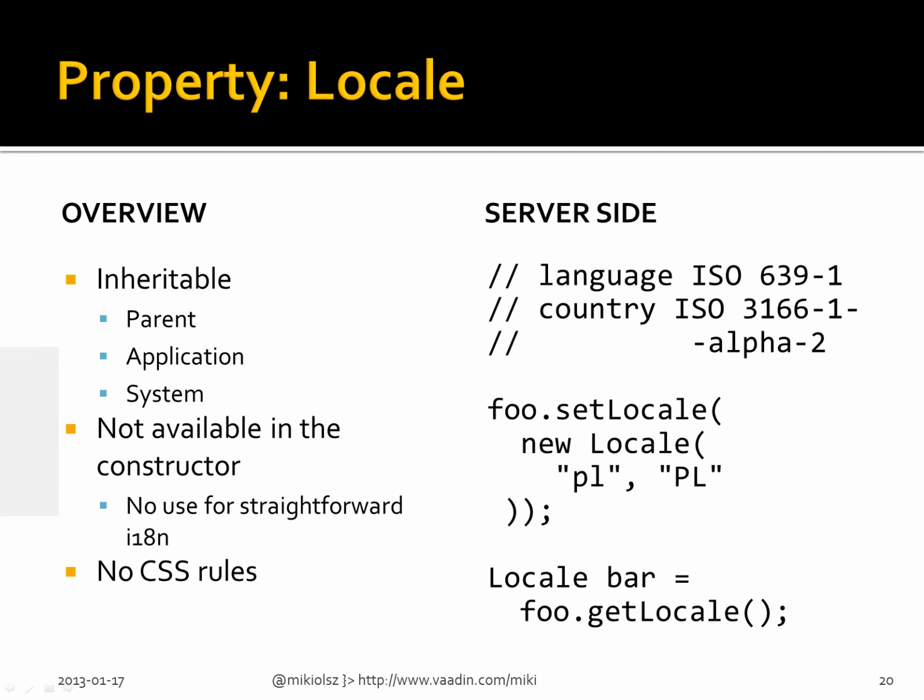Next property is locale, or however the pronunciation of that goes, I always wondered. It's an inheritable property, which means that if the component does not specify it, it's taken from its parent component. If the parent component doesn't have it, then the application setting will be taken into use. And if not, then the system one will be used. The property is not set at construction time, which means you just cannot use it for some straightforward internationalization. And there are no CSS rules, because this is purely a server-side property. We can set the locale of the component by just creating a new one. What is provided is the language code according to ISO standard 639-1 and the country code.